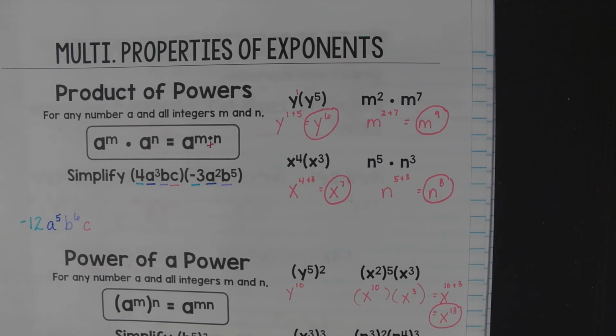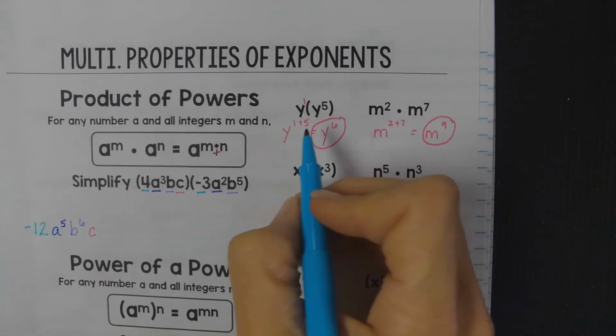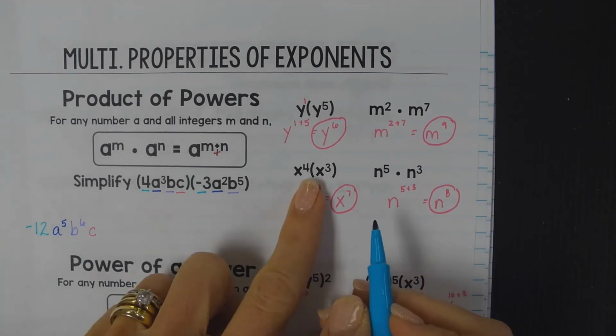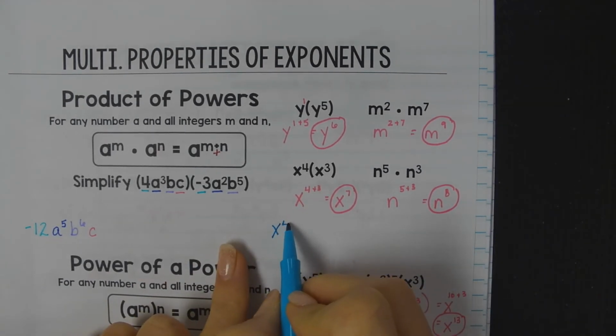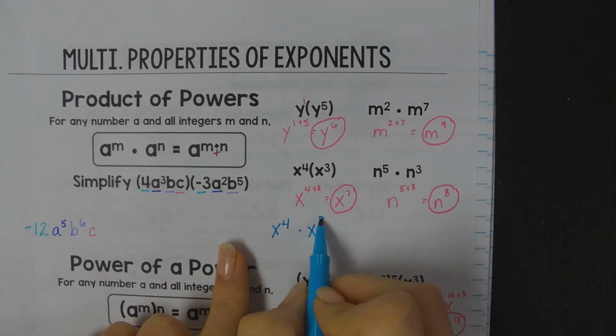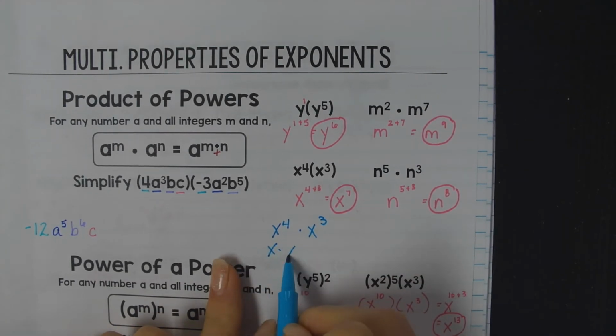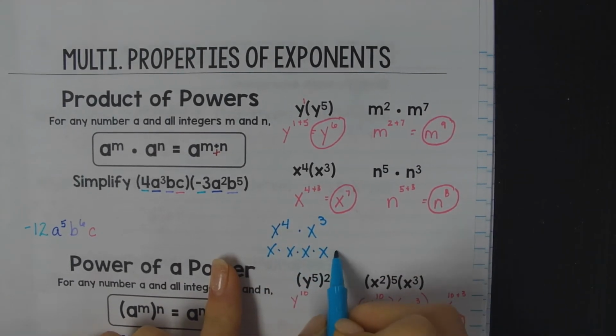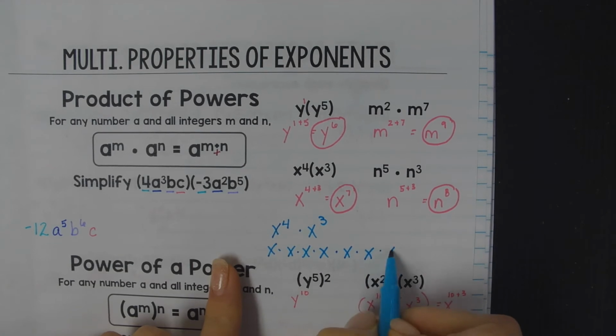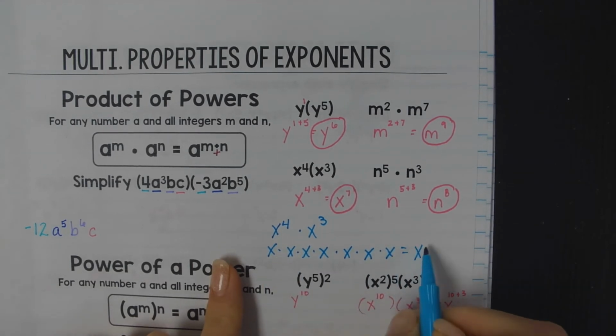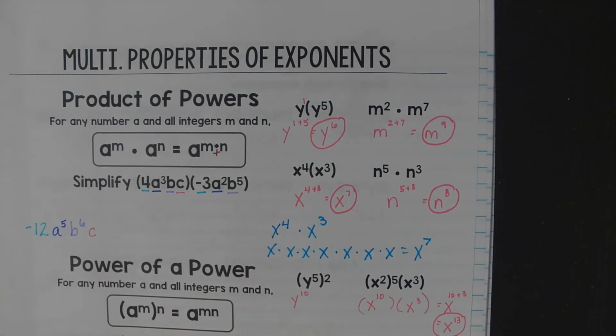You need to simplify. The rule is you're going to add the exponents here. I'm really annoyed with myself right now. So basically, look at this one. I have x to the fourth times x to the third. That means I have 4 x's here, and then I also have 3 here. So how many do you end up with? X to the 7th. Guys, it's almost like you're counting.